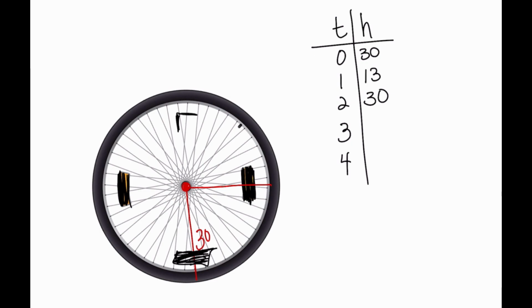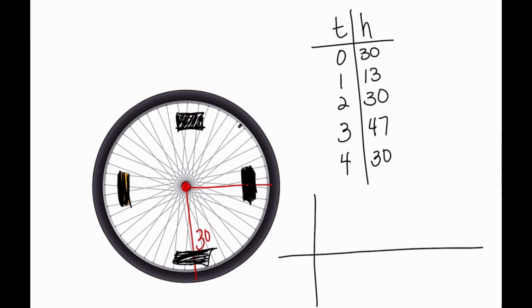Then 1 second later, it's going to be at the very top. So then that height we said is going to be 47. And then 1 second later is right back to where it started at 30. Let's go ahead and plot this on our graph. Here's time, here's height. So 1 second, 2 seconds, 3 seconds, 4 seconds. We have the same values. We have 13, 30, and 47 because that's exactly what the heights are.